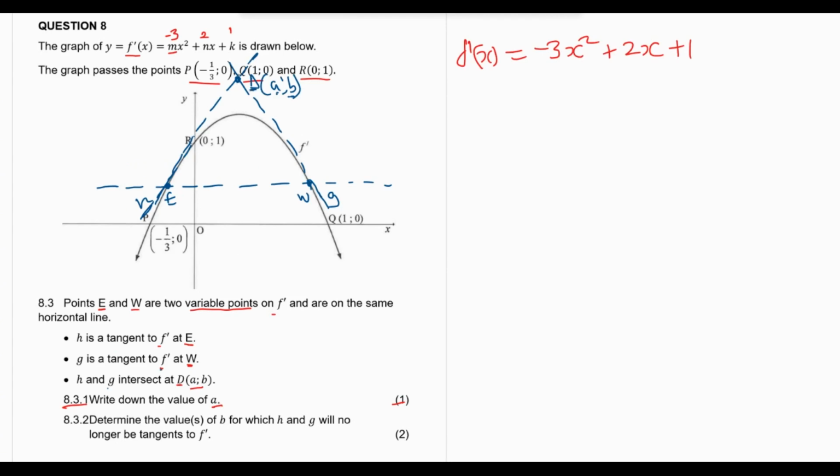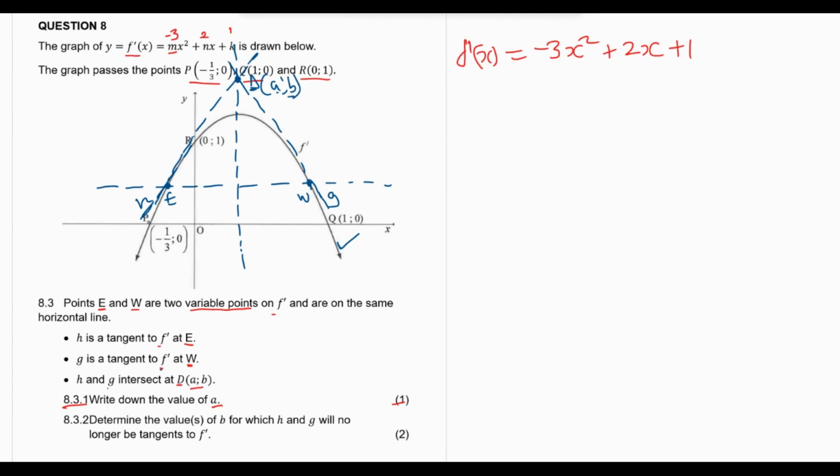This point D is along the axis of symmetry of what? Of this function, which is the derivative of f of x. So now we need to find the value of A along the axis of symmetry. Then how do we do that? There are many ways we can do this.